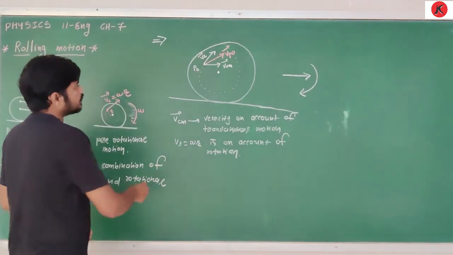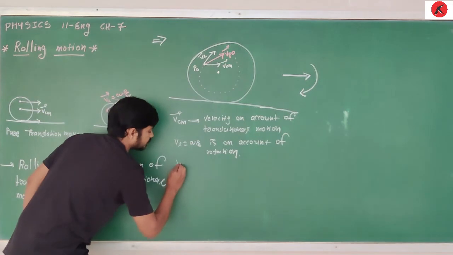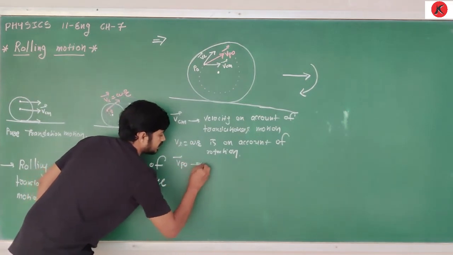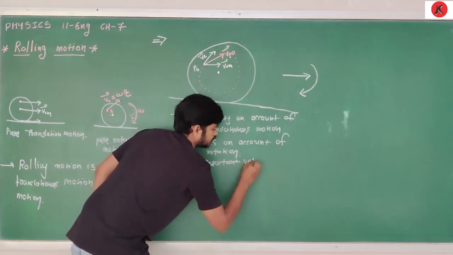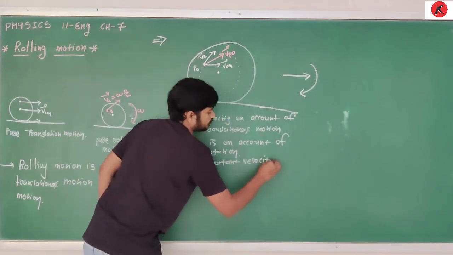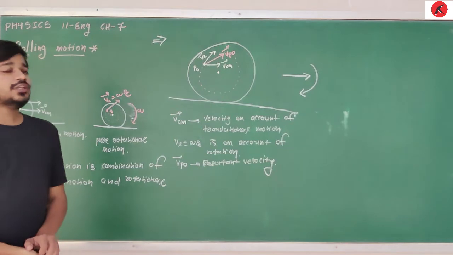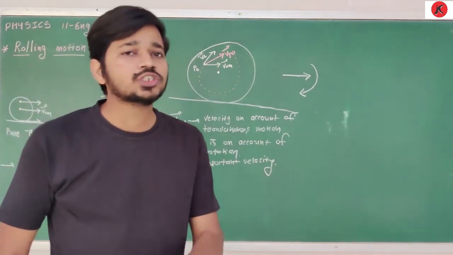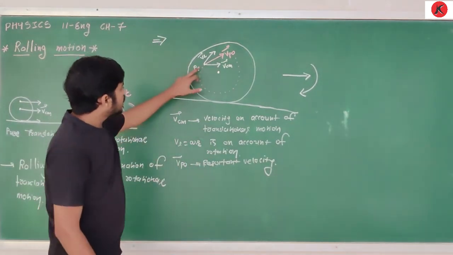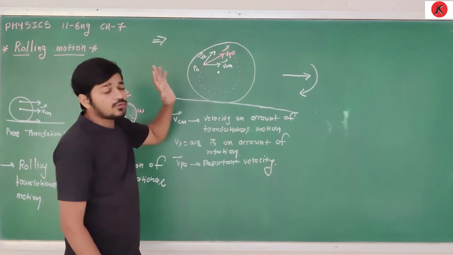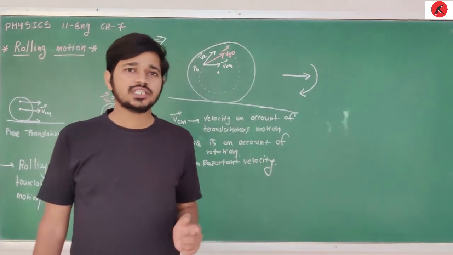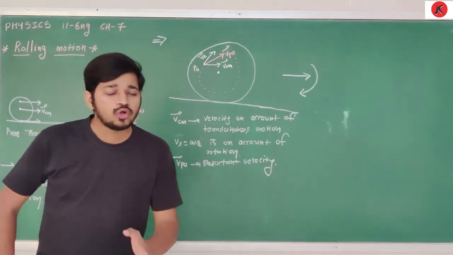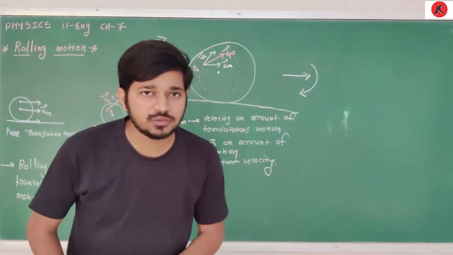Okay, so yes, this VPO is the resultant velocity. Clear about this? So in case of rolling motion, what happens? Each and every particle will have velocity of two types: one due to translational motion and another due to rolling rotational motion.